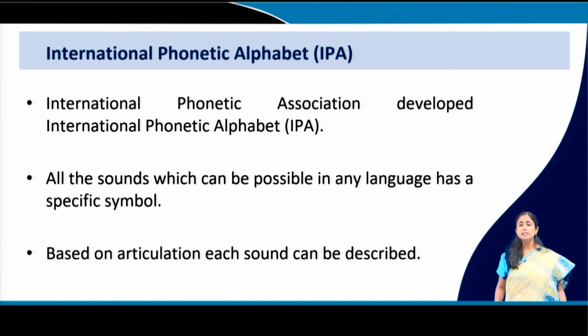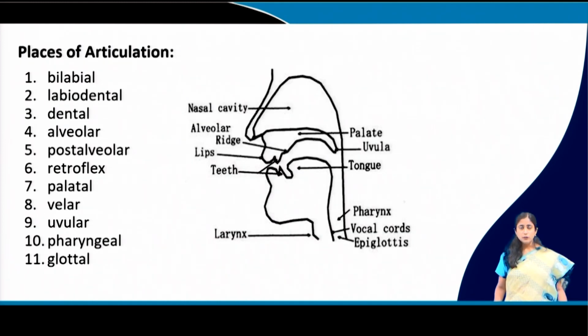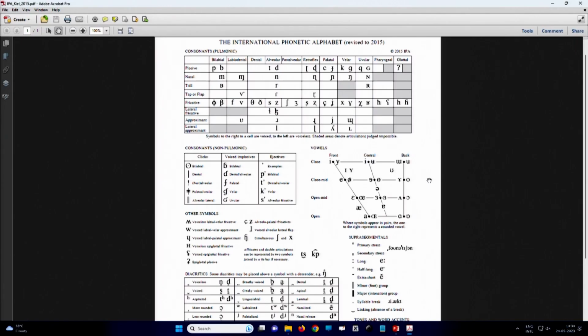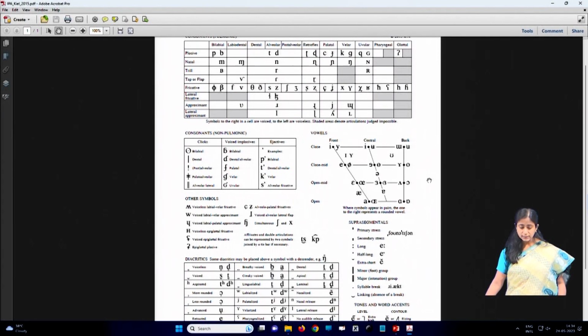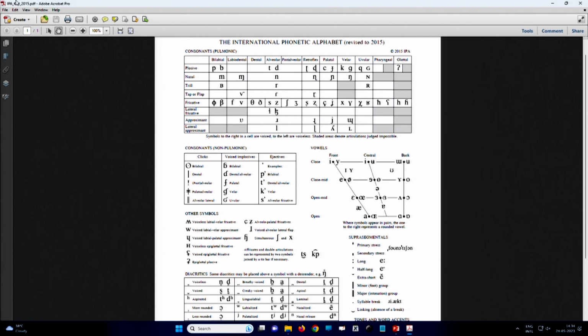So, looking at this chart, one can also know about the place of articulation and manner of articulation. I will talk about the place of articulation, but before that let me take you to the chart where you can actually see this IPA chart. So, this is the IPA chart I am talking about.